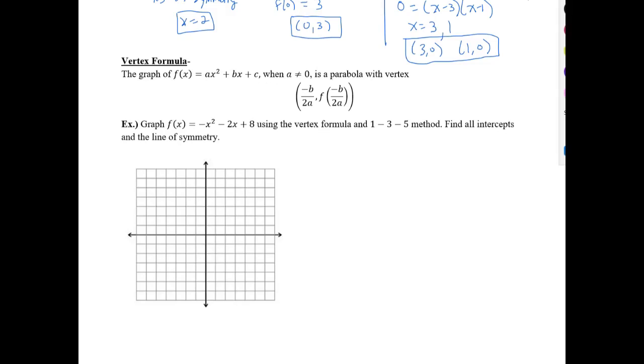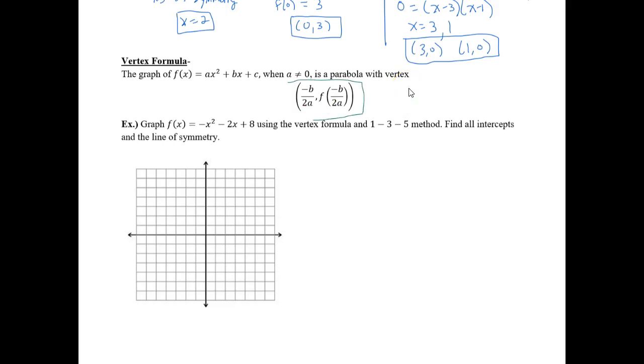Alright, in the last video we learned how to graph a quadratic function that was in standard form by completing the square. There is another way that you can graph without completing the square. So we have our equation f of x equals ax squared plus bx plus c. That's in our standard form. And we can use the vertex formula here to find the vertex without completing the square.